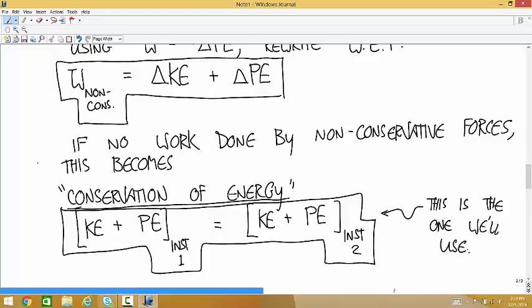Okay, so how common is it that something only has conservative forces acting on it? Well, if it's in free fall, or it's subjected to the weight and the only other thing touching it is a spring, then you only have conservative forces acting on it. But often, the things that we're going to want to calculate are on the ground or rolling down a hill or something like that. And when something on the ground has a normal force acting on it, that's a non-conservative force. So how useful is this equation?